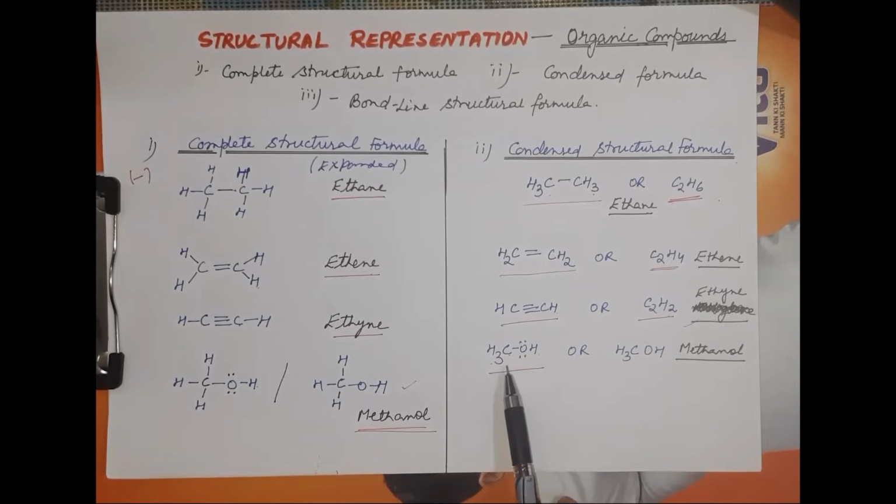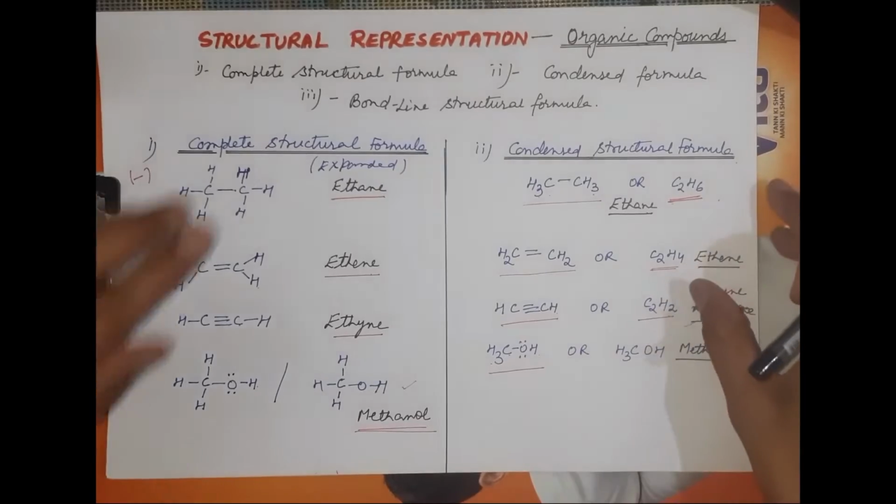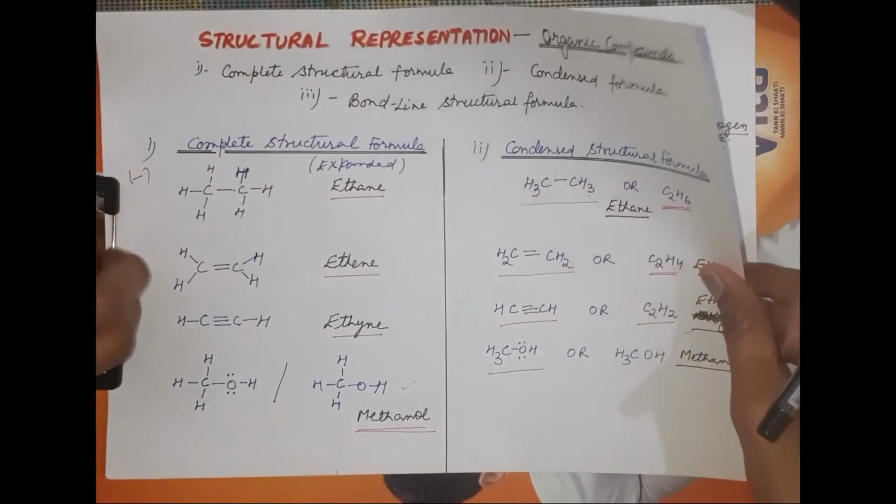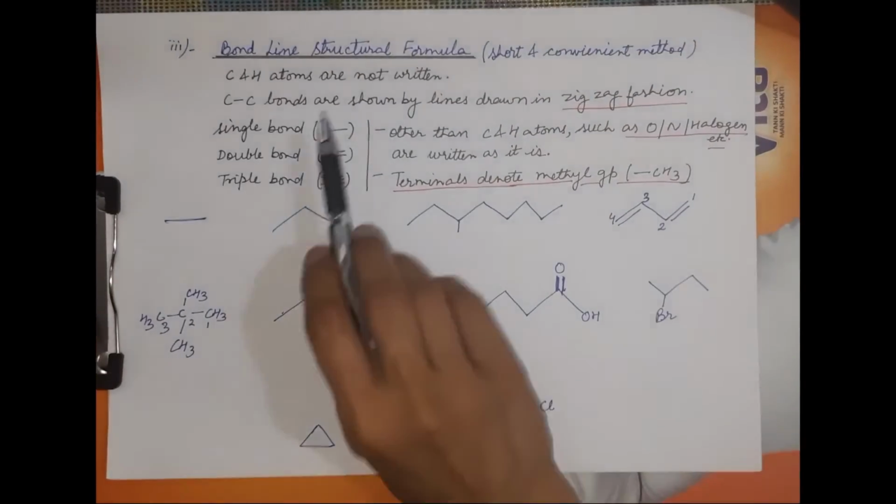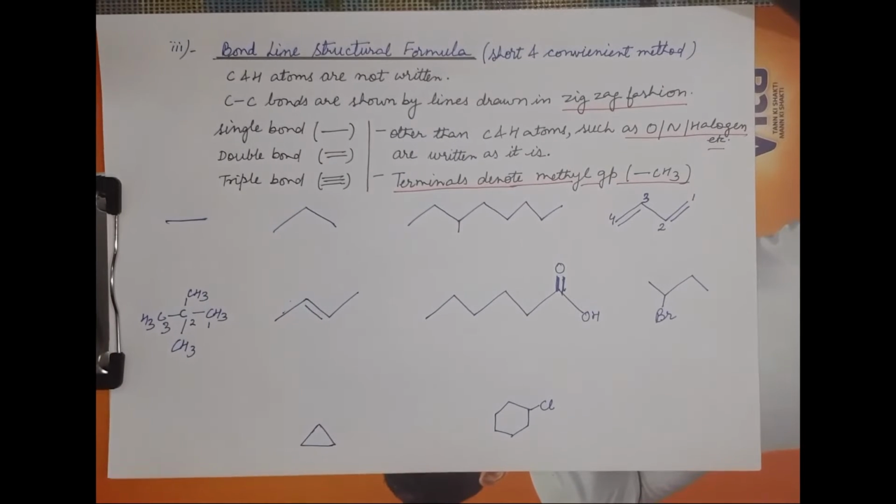And for methanol, CH3OH, here two lone pairs are shown on the oxygen atom, or simply we can write CH3OH. This is methanol. Then, moving further, the next is the bond line structural formula.